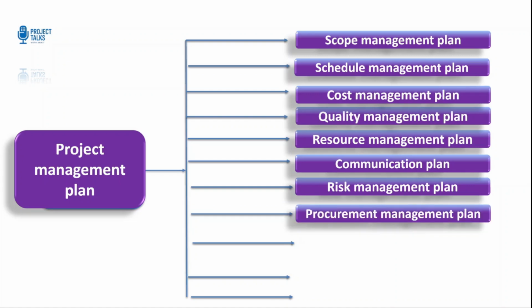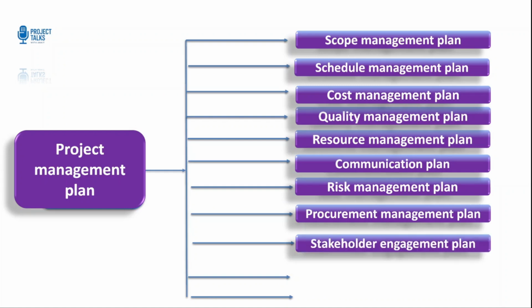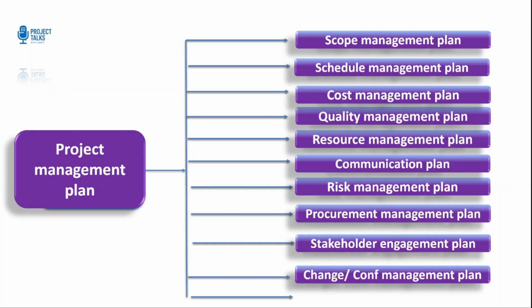Next, we have procurement management plan, which handles how we will acquire goods and services from external vendors. Next is stakeholder engagement plan, which focuses on building and maintaining strong relationship with everyone involved or impacting the project. And finally, we have two essential plans that will keep everything coordinated. The change or configuration management plan, which guides how we will handle any change in scope or deliverables, and the integration management plan, which ensures all these individual plans work together seamlessly.